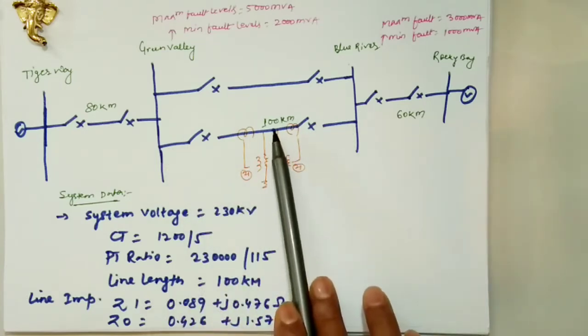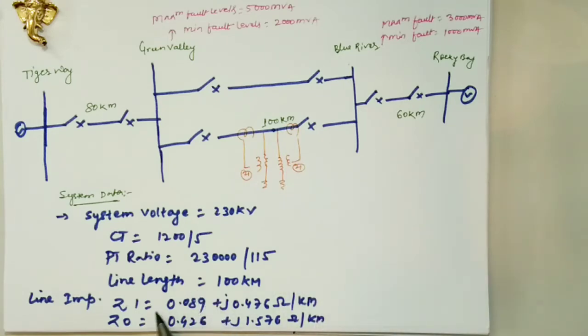You can see this is 100 kilometer, and line impedance, that is the positive sequence impedance, is 0.089 plus j 0.476 ohm per kilometer, and the zero sequence impedance is 0.426 plus j 1.576 ohm per kilometer.